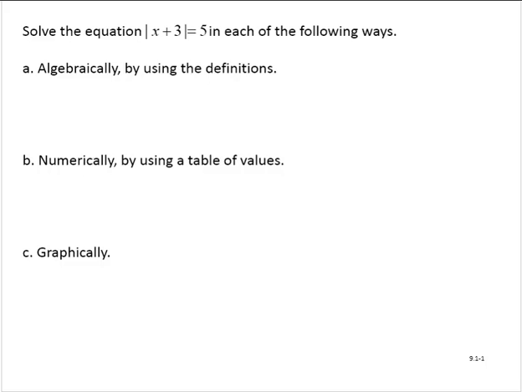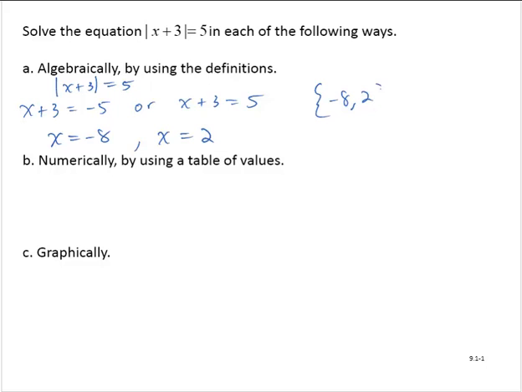Alright, so first, if the absolute value of x plus 3 equals 5, then we can rewrite this as two equations. X plus 3 can equal negative 5, or x plus 3 can equal positive 5. Solving each of these equations, we find that x is negative 8, x is 2. So the solution set contains negative 8 and 2.